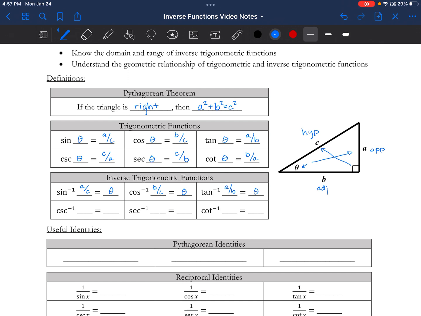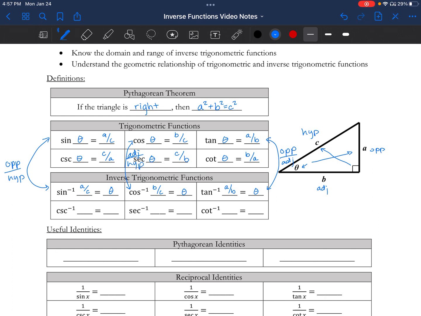So again, remember A and C. A is the opposite over hypotenuse. For sine, let me repeat, sine is opposite over hypotenuse. For cosine, it's adjacent over hypotenuse. And for tangent, it's opposite over adjacent. I'll write down for tangent, opposite over adjacent. Cosine is the other one. It's adjacent over hypotenuse.